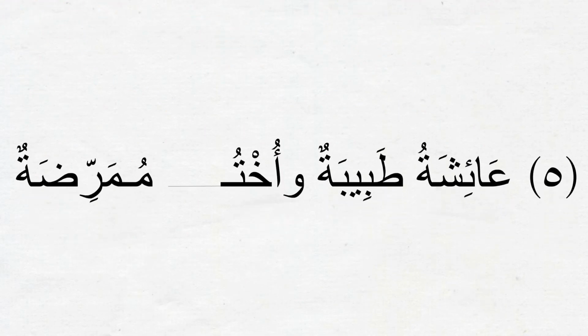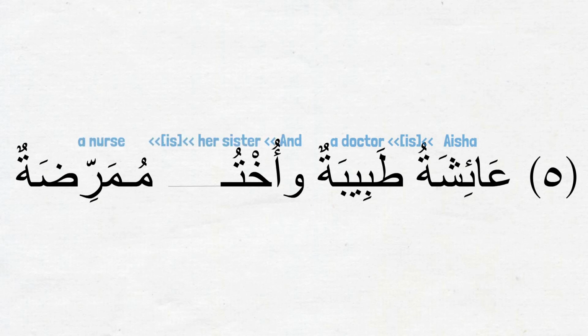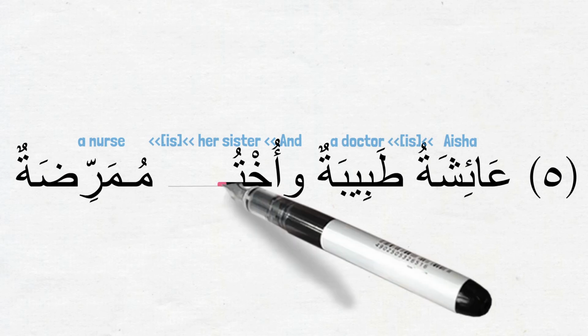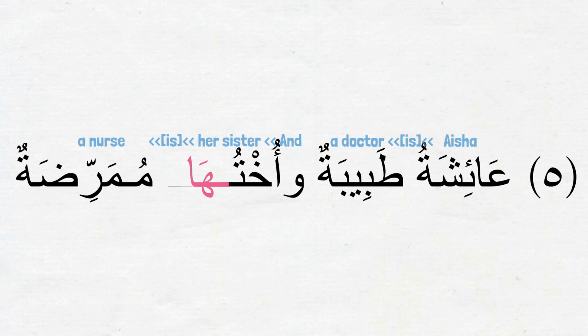Part 5. عائشة طبيبة. عائشة is a doctor. أخت is a sister. In the next sentence we want to say her sister is a nurse. How do we say her sister in Arabic? أختها, right? So the complete sentence will be عائشة طبيبة وأختها ممرضة.